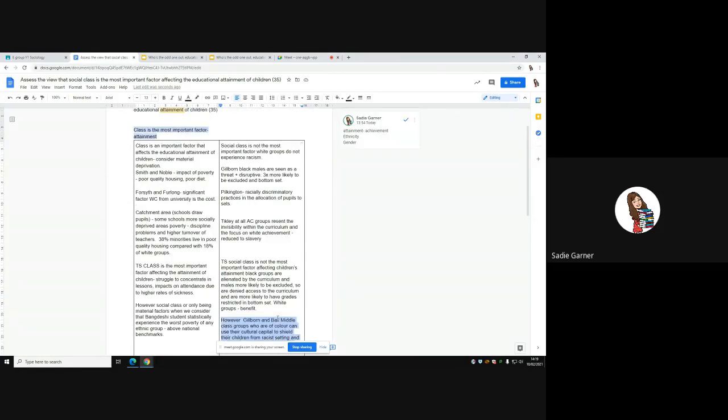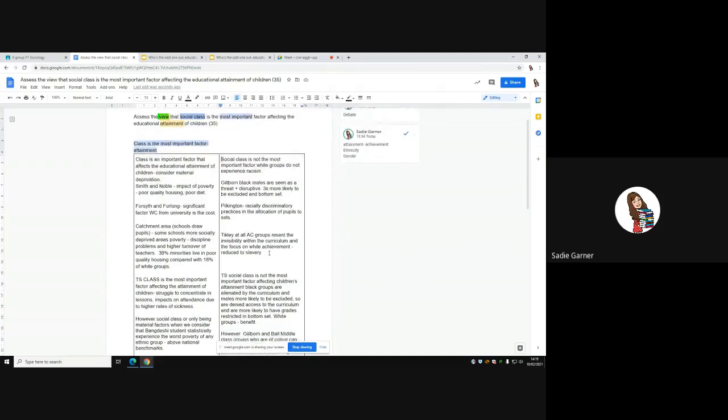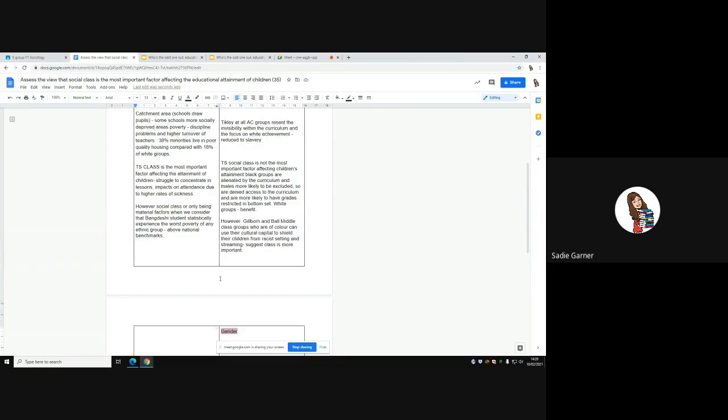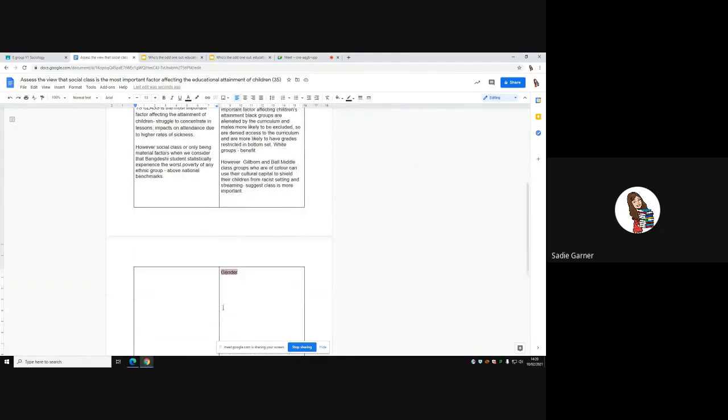Paragraph one, then paragraph two. Then I'm going to go back again to class. Yeah, no, class is more important. And I've picked the beefiest, the biggest paragraphs with the most sociologists in them, or the ones that can stand up quite nicely to just a bit of scrutiny. Right. Going to go back.